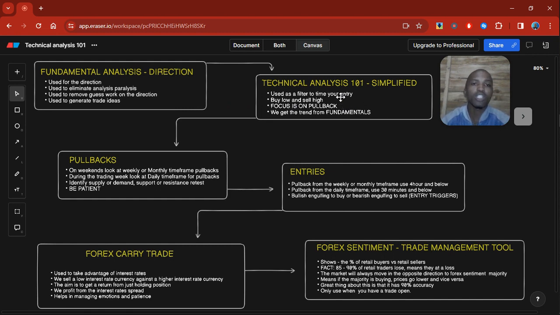Just as a quick refresher, remember, we firstly focus on pullbacks depending on whether it's on the weekly time frame or the daily time frame. Then we focus on the entries dependent on the time frame that we got the pullback from. And remember, we're trading simple supply and demand. And then of course we also incorporate a forex carry trade. What does that mean? That means that we're using interest rates to our advantage. We're making sure that we're getting paid every single night for having the trade open. And then of course we also use forex sentiment as a tool that helps us keep our emotions in check, not rush our trade to go into profit, or understand if our trade is actually going against us, right? So that's just a quick summary of the whole thing.